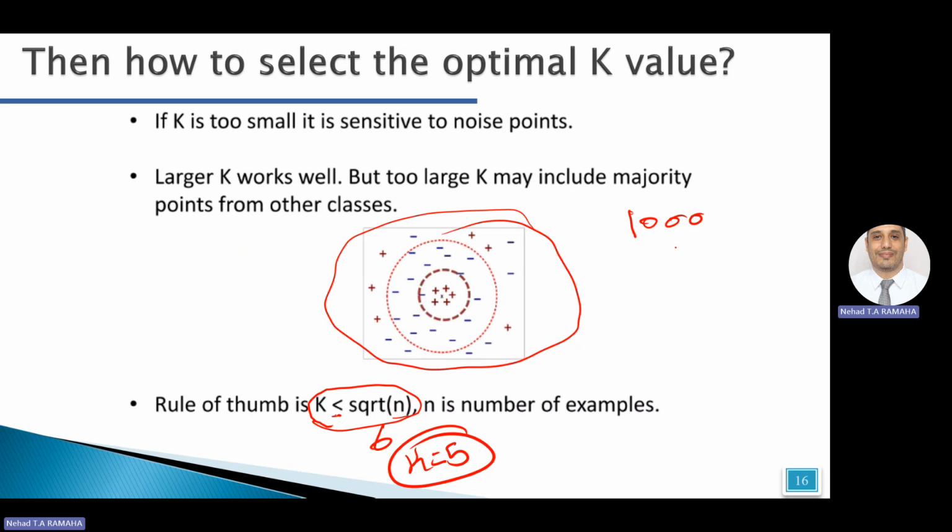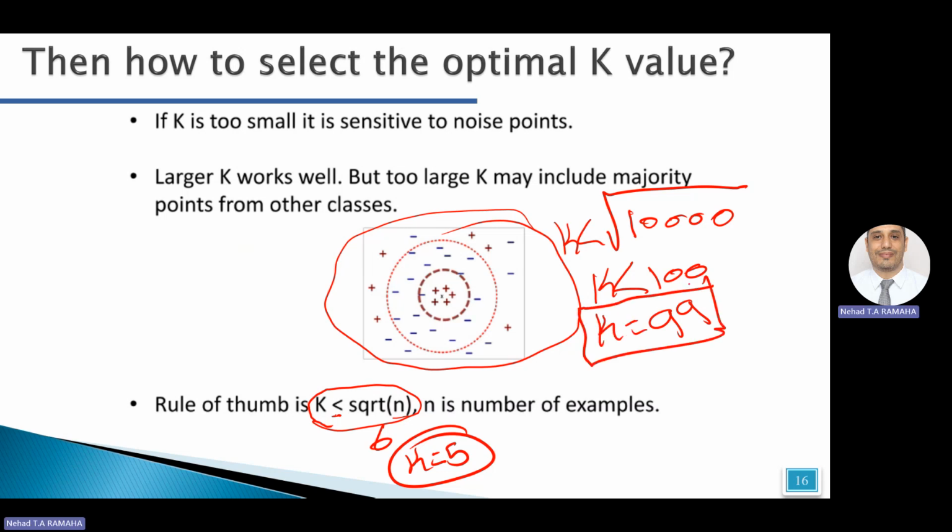Let's make it 10,000 to make it much easier. So what's the square root of 10,000? 100. So K must be less than the square root, so we will take it as 99. So it's good to take K equal 99 for a 10,000 data set.